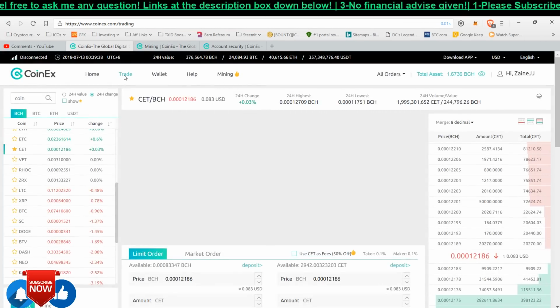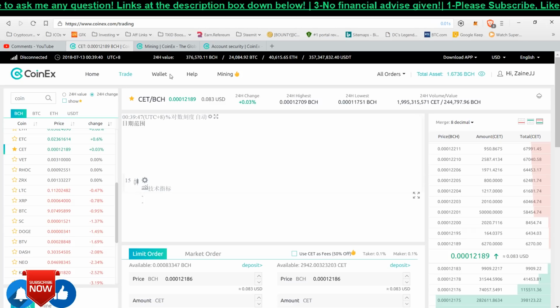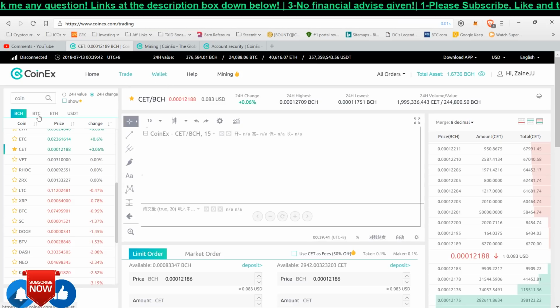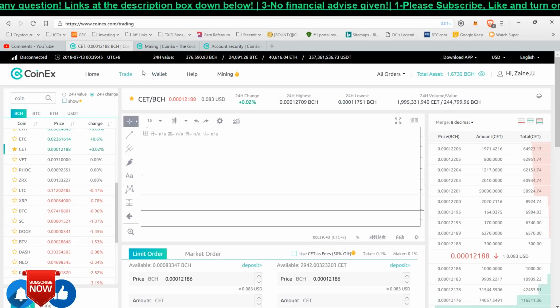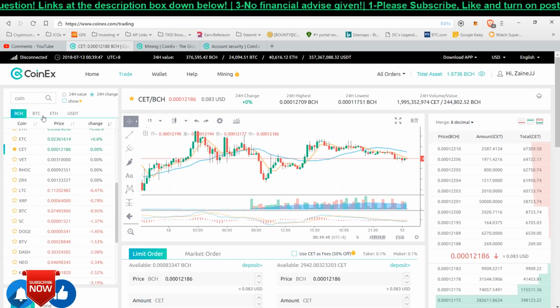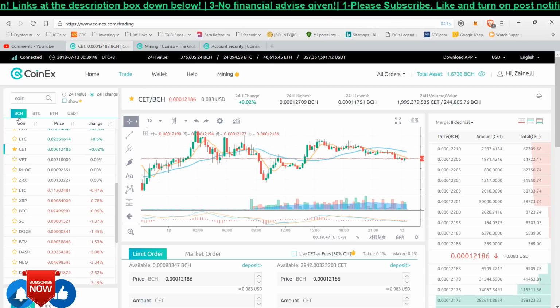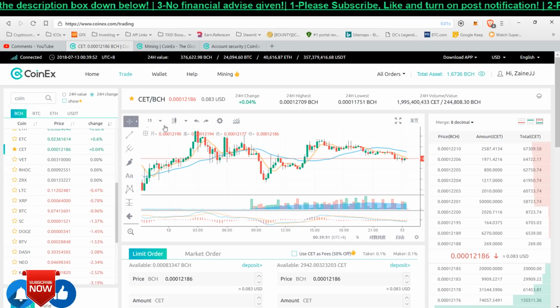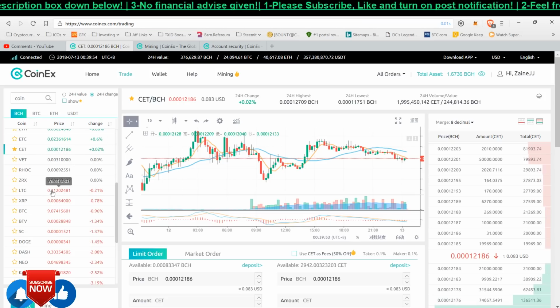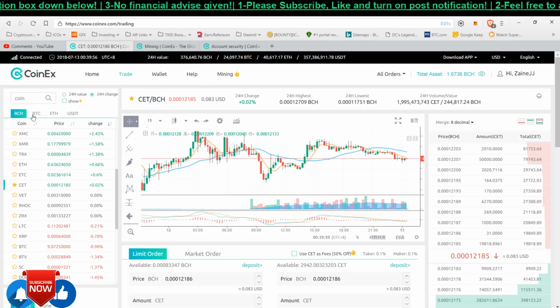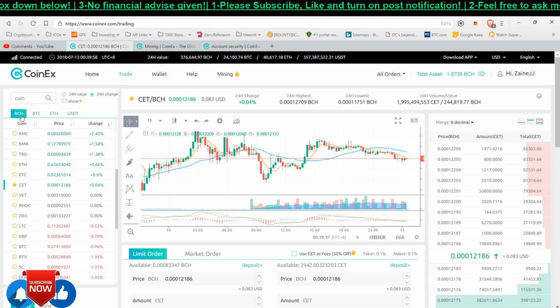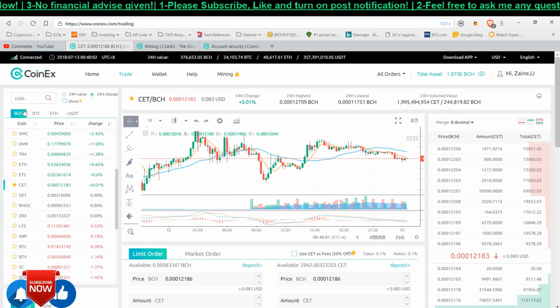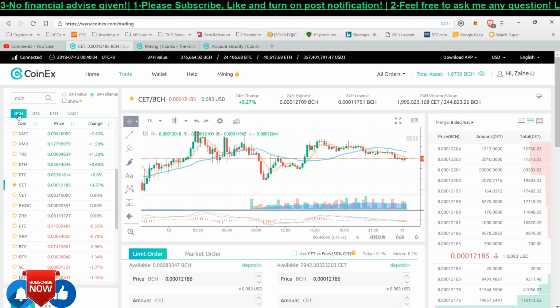Alright, once you have deposited whatever cryptocurrency is supported, and the supported cryptocurrencies right now are Bitcoin Cash, Bitcoin, Ethereum, and US Dollar, you can only deposit these four in order to trade for CET tokens, or any other token that is paired with whichever tab it is showing. So let's say I already topped up some Bitcoin Cash, and after that you can just head over to the Bitcoin Cash tab here.